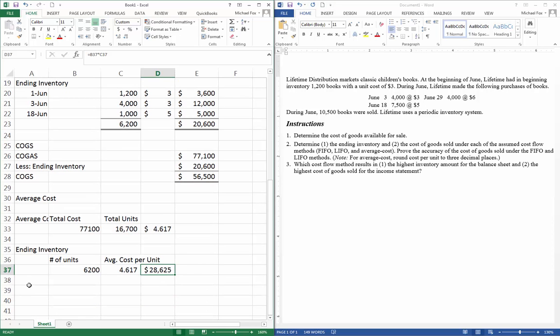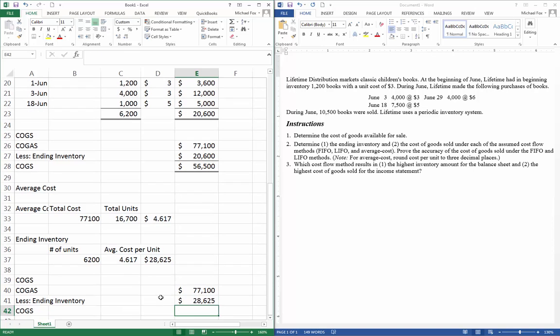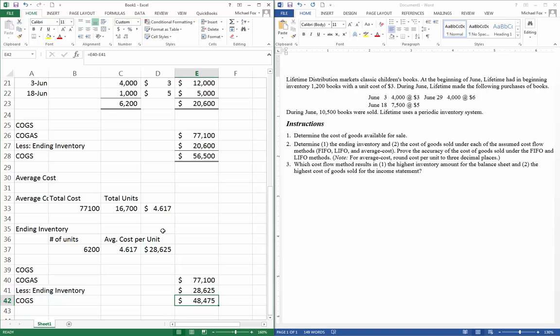And then our cost of goods sold will be done the exact same way we've done it each time, which will be our cost of goods available for sale, $77,100, less our ending inventory of $28,625. All right, so that was number 2, the first in, first out, last in, first out, and average cost.